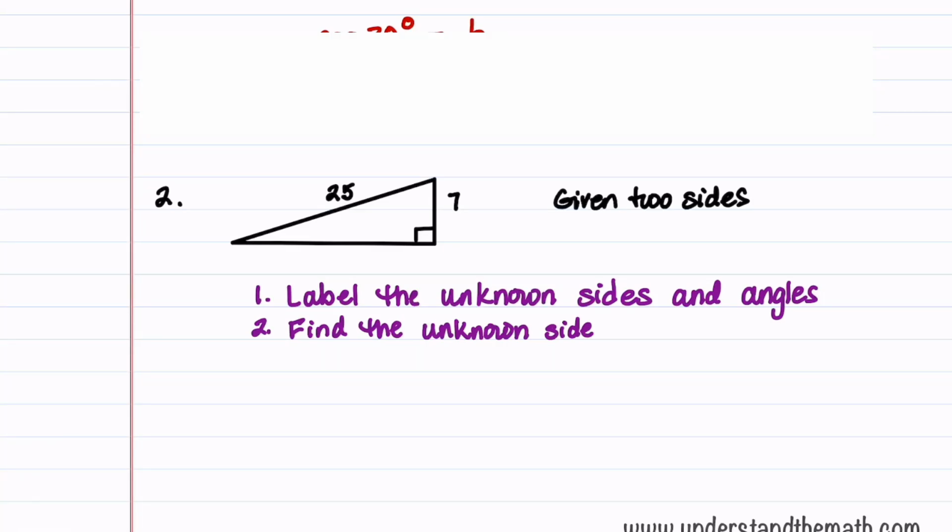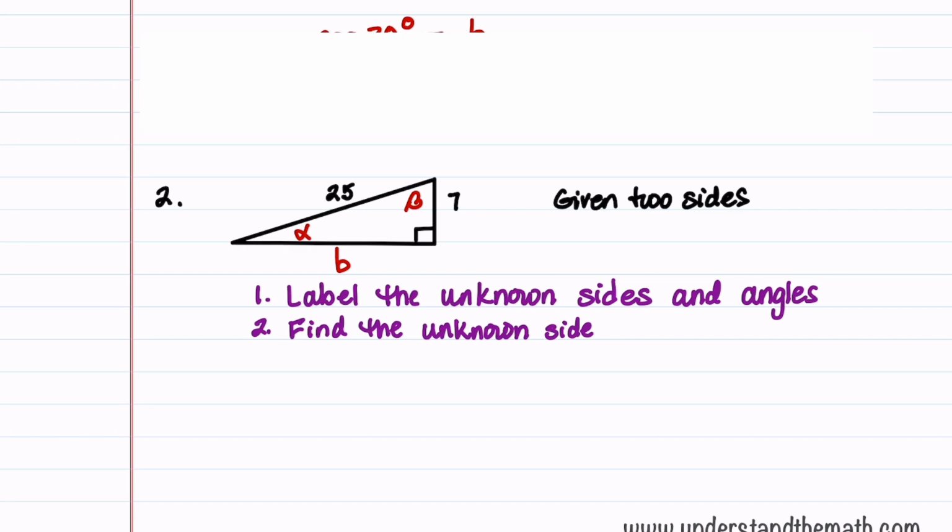In this example, we're going to solve a right triangle when we're given two side lengths. The first thing we'll do is label the unknown sides and angles. So let's label the bottom side as B, and we'll label the angle opposite B as beta, and then the other angle we'll label alpha.